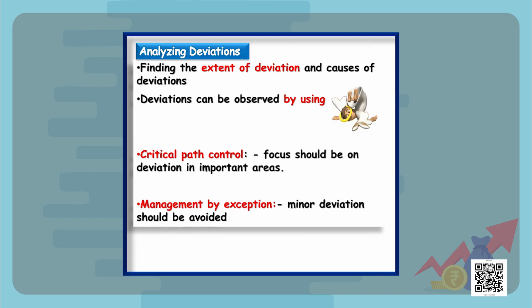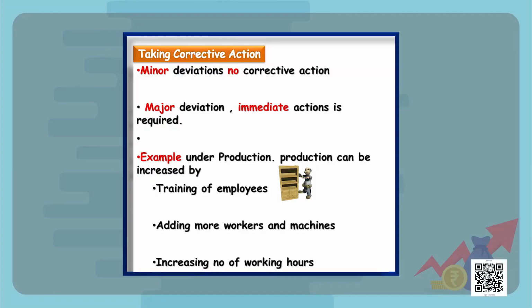The next step is analyzing deviation. We find the extent of deviation and what are the causes of these deviations. Deviations can be observed by using critical path control and management by exception. Critical path control says that the focus should be on deviations which are in important areas. So for a manufacturing organization, a deviation in the production department will matter more than a deviation in the human resource department. Similarly, management by exception says that minor deviations should be ignored and only major deviations should be focused upon.